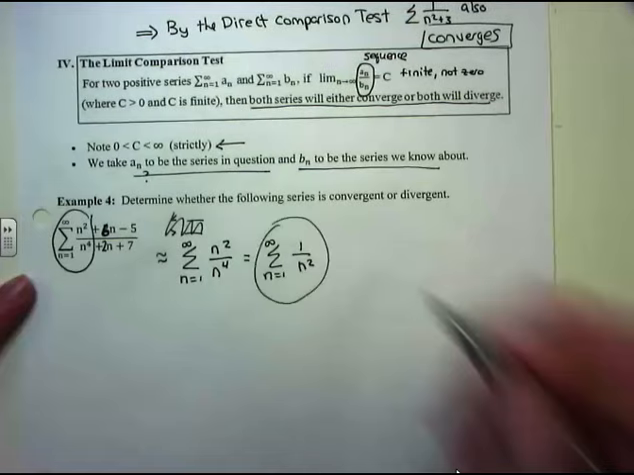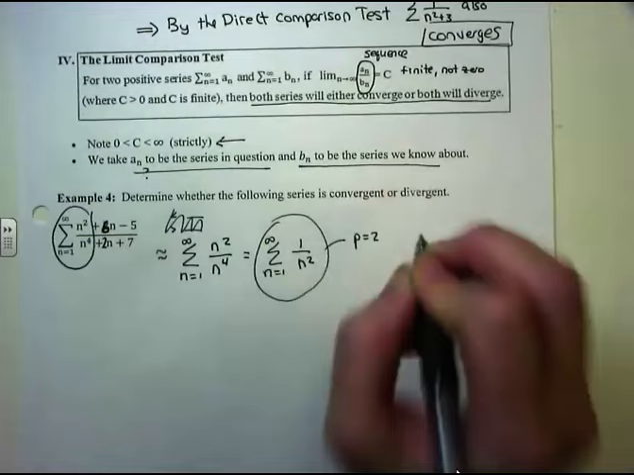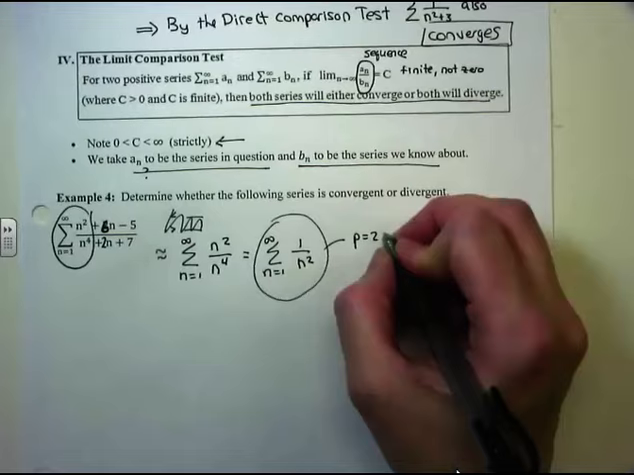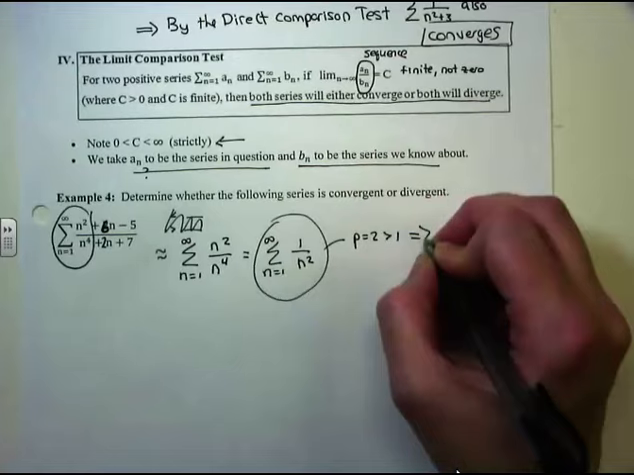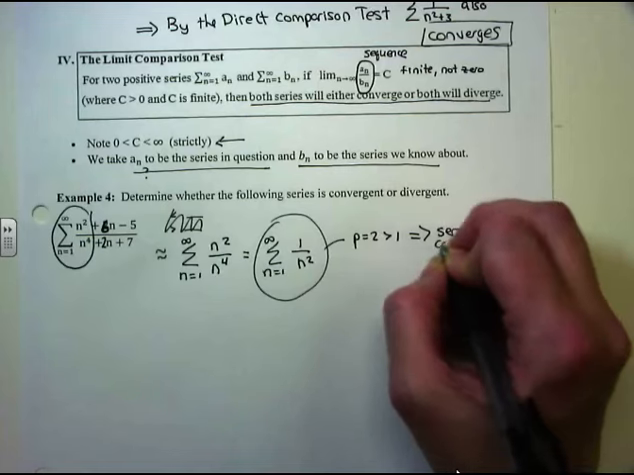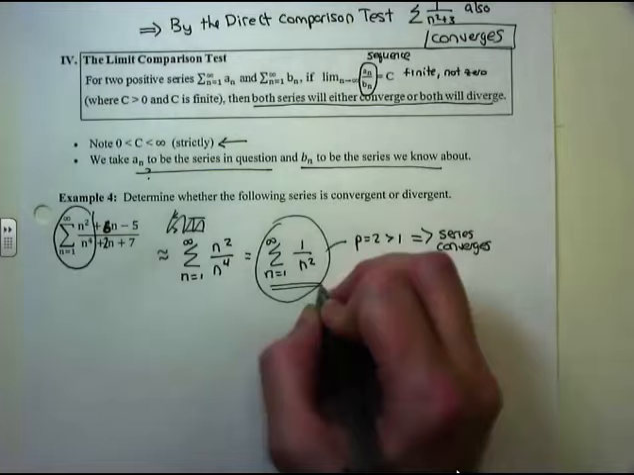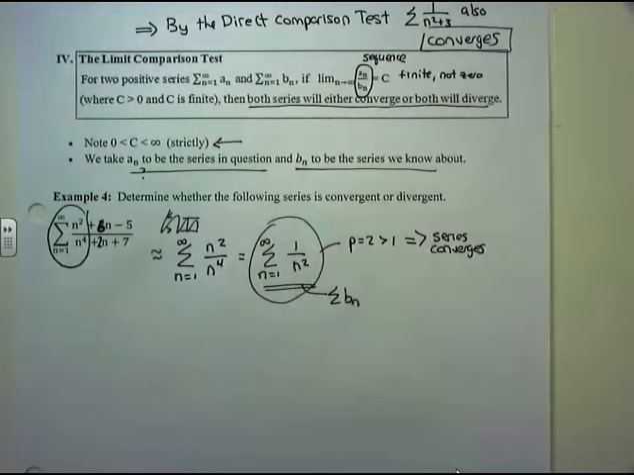Now, what's nice is I know about the summation of 1 over n squared. This is a p-series with a p of 2, which is greater than 1. So we know that this series converges. Because this is the one I know about, this is what I'm calling my series of BN.